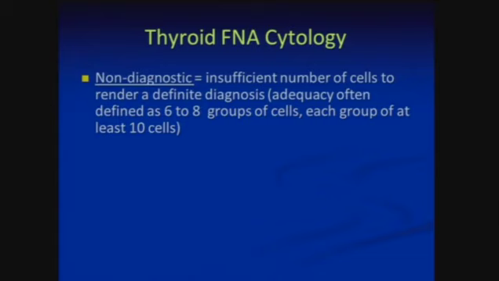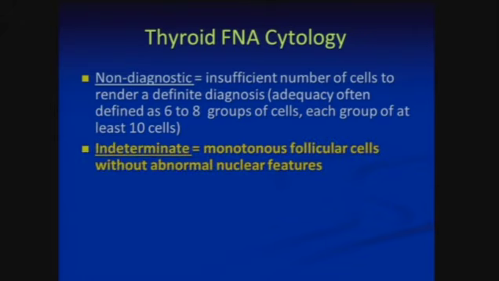They could give us a non-diagnostic diagnosis, and this occurs when we have an insufficient number of cells in the aspirate. The number of cells we actually need to achieve a diagnostic level is very high when we talk about thyroid FNA. We need to have approximately 6 to 8 groups of cells, each group composed of at least 10 cells.